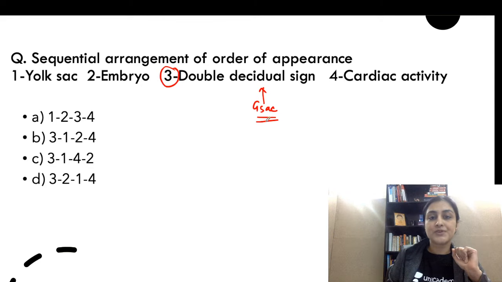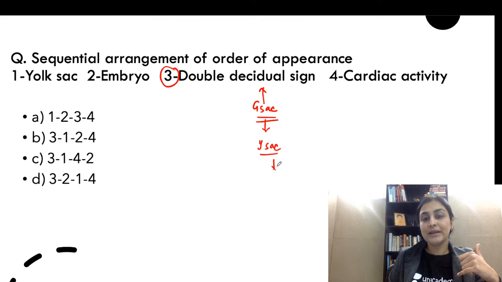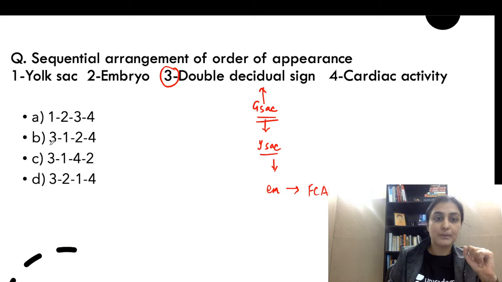After the Gsac appears, what is next to appear? The next to appear will be the yolk sac, following which the embryo starts to appear, and once the embryo is fully developed, the fetal cardiac activity starts to develop. So this is the sequence of events. Looking at the options, number 3 is first, so it's either B, C or D. After the double decidual, we have the yolk sac, so we have 3 and 1, so option D and option A are ruled out. Then after 3 and 1, we have the embryo, and then the cardiac activity. Correct? So this is the correct option here.